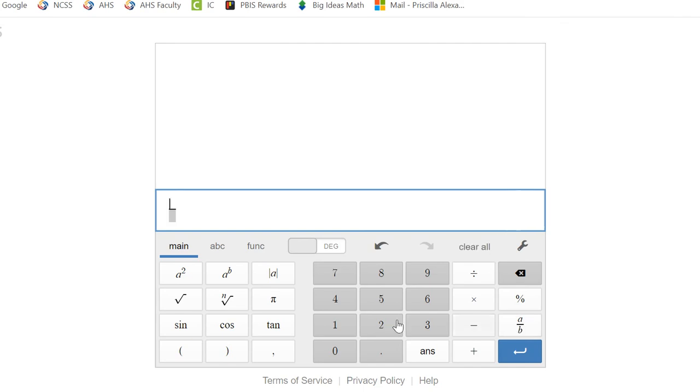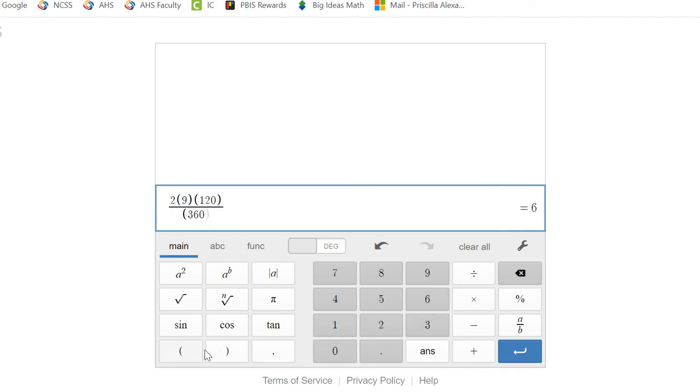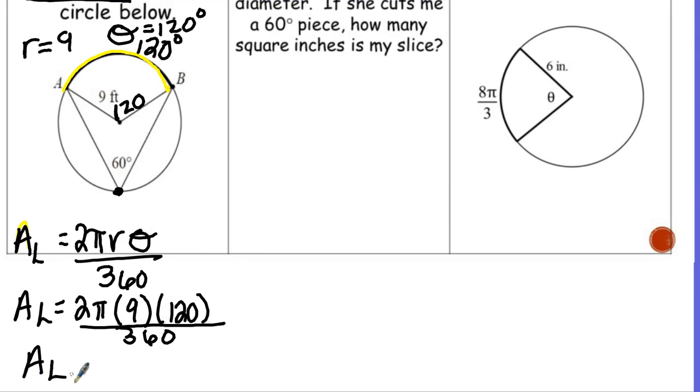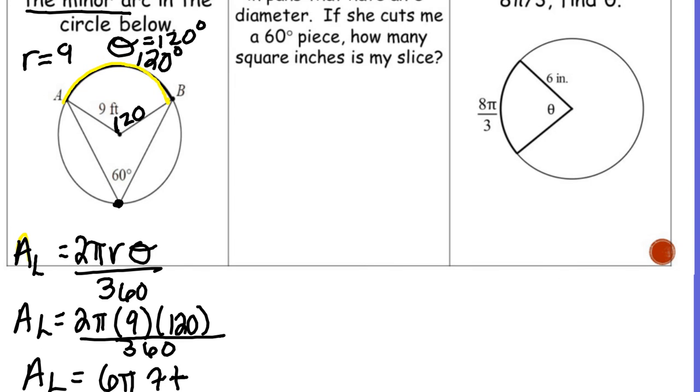So I'm going to push my fraction key. I'm going to say 2 parentheses, 9, and 120 over 360 equals 6. So the arc length is equal to 6 pi, and I'm going to put that is in feet. Okay, and you can of course multiply this by 3.14 to get the approximate answer.